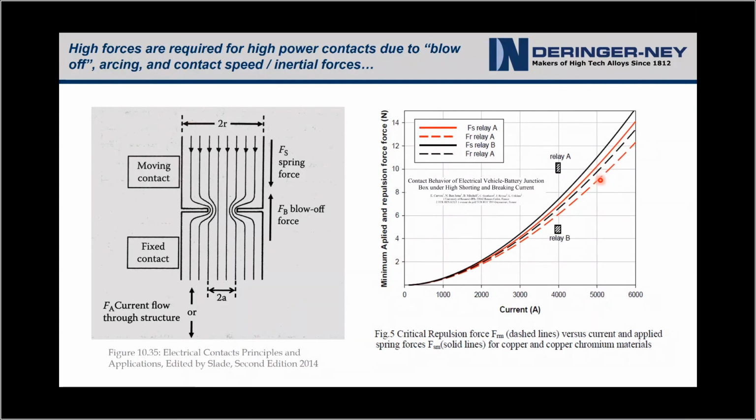So these types of attributes, as well as the arcing attributes of the contact, say when they're closing, then start to force you to very high contact forces.